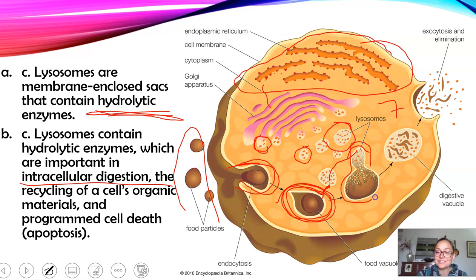So here you can see how the two, pretend here's the food vacuole and here's the lysosome that's also membrane bound. When they come in contact, their lipid bilayers will join, and now the inside of the lysosome is in contact with the inside of the food vacuole. And so now those hydrolytic enzymes can digest and break down that food.